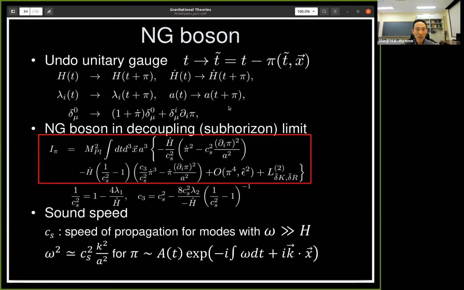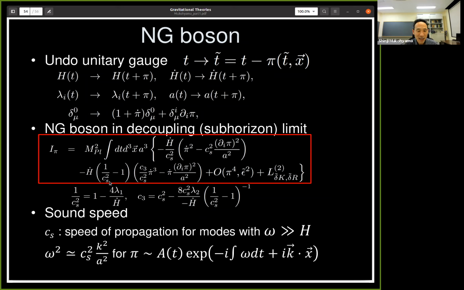But then after that we can go to the so-called decoupled limit, where we ignore the perturbation of the metric. This makes computation very easy. Then we have just pi, the Nambu-Goldstone boson. Okay, the action is given by this.